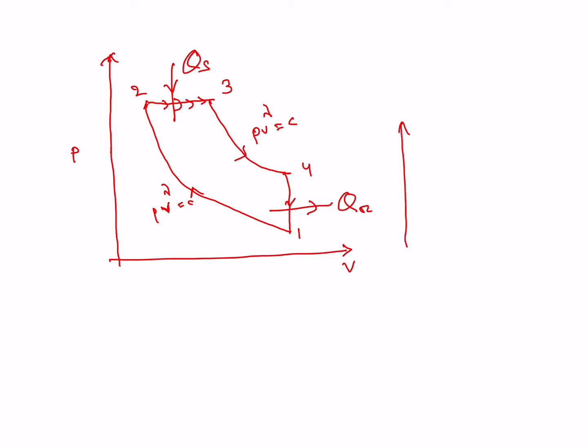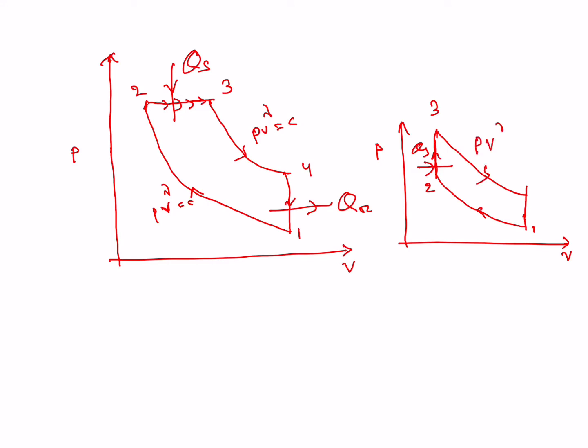And in the case of the Otto cycle you will get a PV diagram like this. 1 to 2 isentropic compression, 2 to 3 constant volume heat addition, Q supplied, constant volume process, then 3 to 4 expansion, PV to the power gamma equal to constant or isentropic process, then 4 to 1 Q rejected or exhaust process.